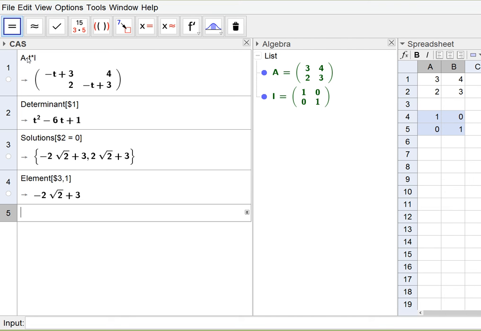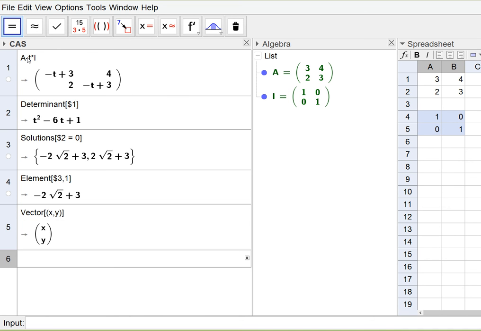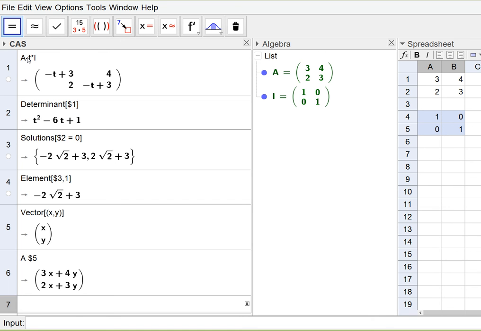So I'm going to solve the associated system of equations: A times some vector equals t times that vector, where t is the value in row 4 of my CAS. I'm going to start making that. I'm going to make a vector with general coordinates x, y, and create A times that vector, and then create t times that vector.